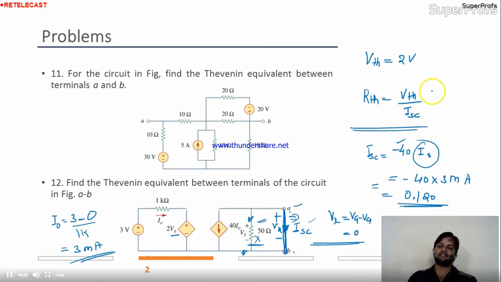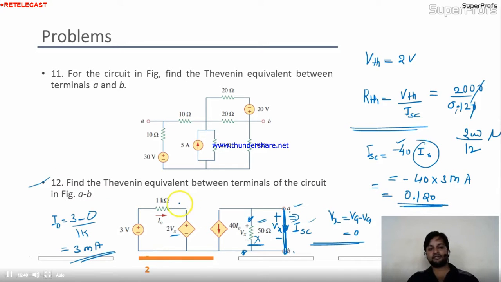Now come to the RTH. RTH is nothing but 2 divided by 0.120. Is it okay? So cancel the 0 and 0, so this is nothing but 200 by 12. This is nothing but your answer. Is it okay? This is a very simple circuit actually, and this type of question we basically get in the GATE examination. Actually, they always ask dependent source based problems in the exam. Okay, why? Because the dependent source problems become tricky and lengthy sometimes.